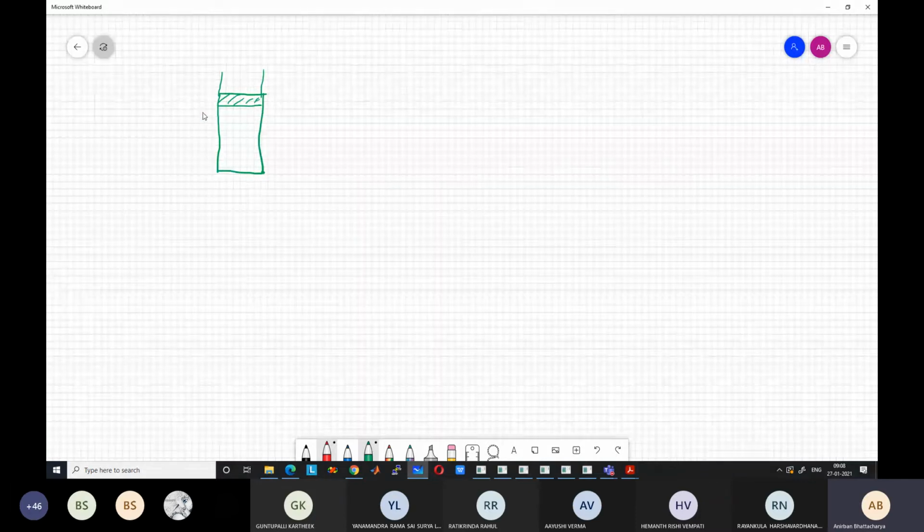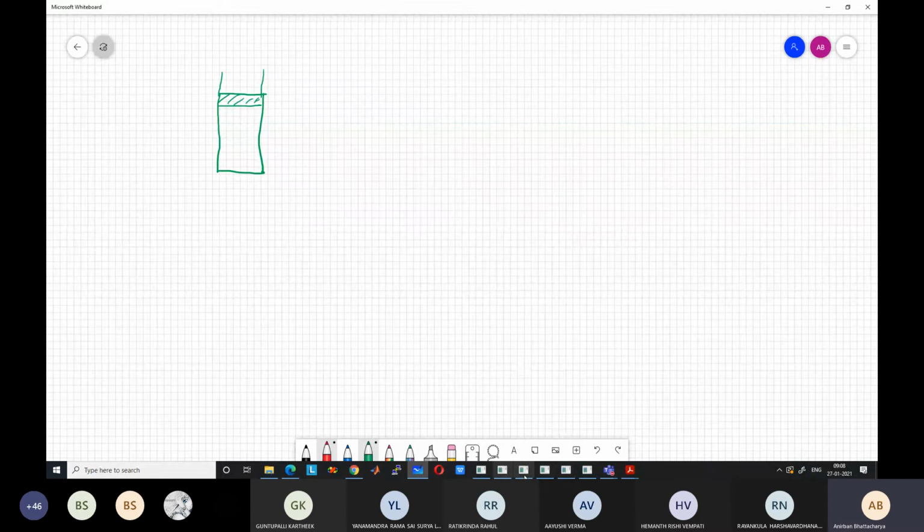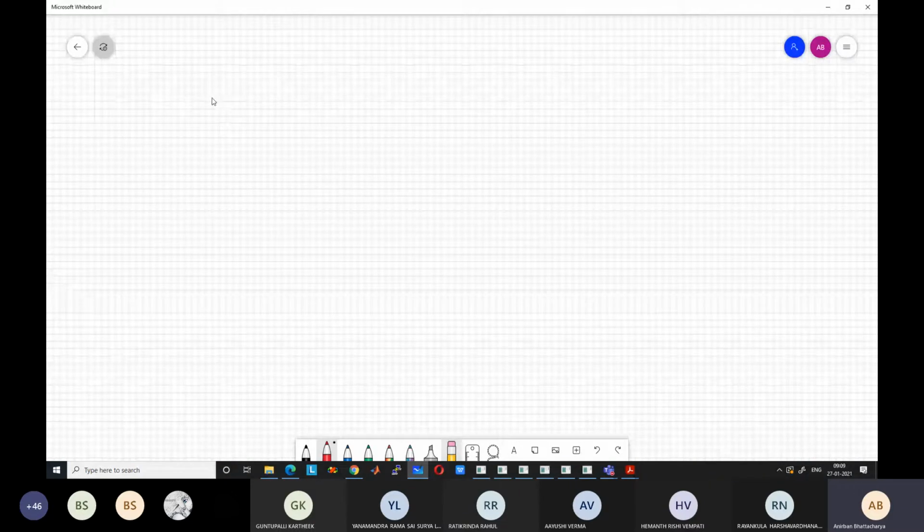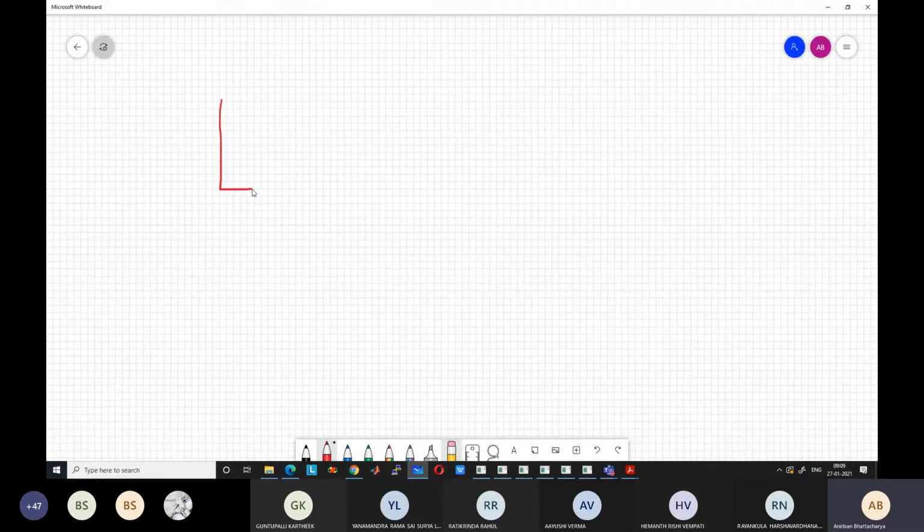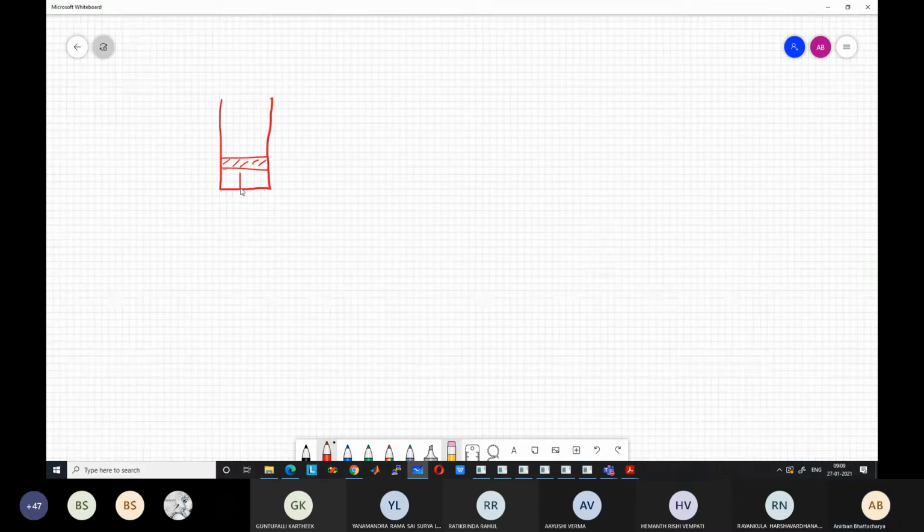Let me just erase this diagram. I want to draw it again. Can you see the whiteboard? Yes, sir. Okay. So we have some liquid water here, liquid water.